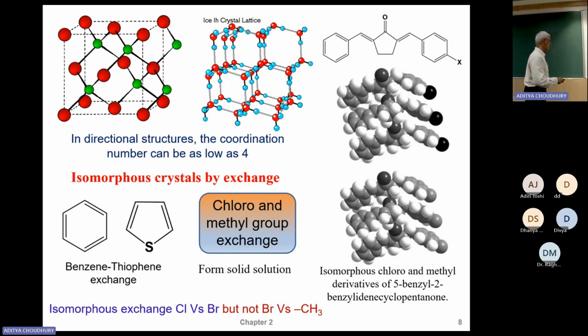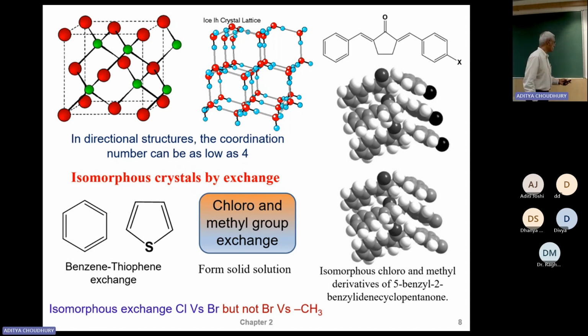Crystals by exchange, there are so many like that. If you have a phenyl substitution in your compound, or a thiophene substitution, both will crystallize. They occupy the same space, and they will have isomorphous crystals by exchange. So it will have the same crystal structures. There's no difference. I'm going to show you in the next slide.